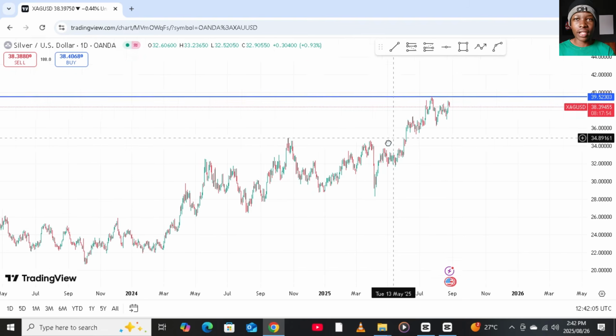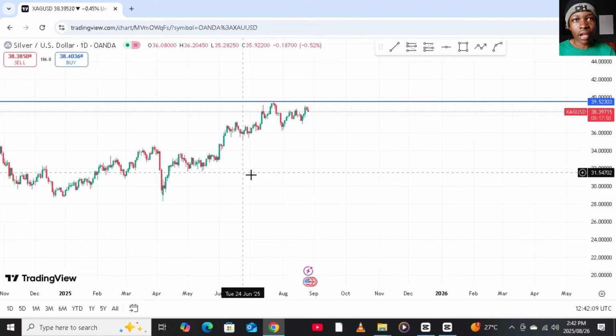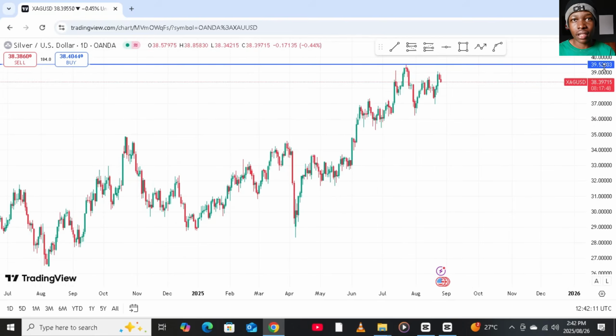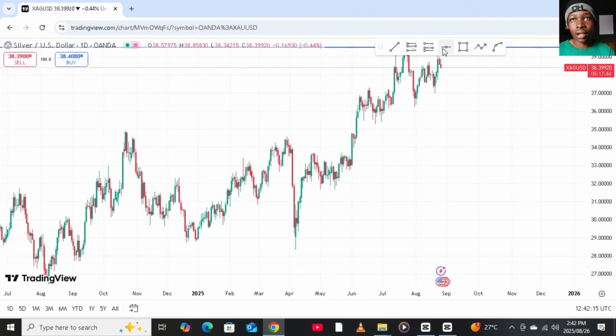Where's my trend line actually? Oh, okay. I see my trend line right here, guys, on silver. I see my trend line right here, starting right here and then going up. Check. So draw a line on this low right here.